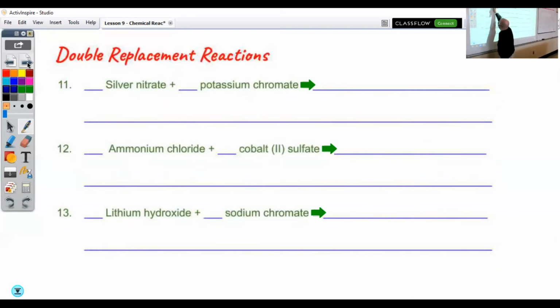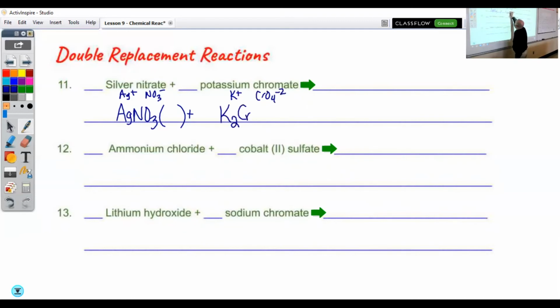So silver nitrate, Ag is +1, nitrate is -1, so we get AgNO3 plus potassium chromate. So potassium is +1, chromate is -2, so we get K2CrO4. We need 2 copies of potassium, which is only +1, in order to balance out the chromate. So K2CrO4 goes to form.